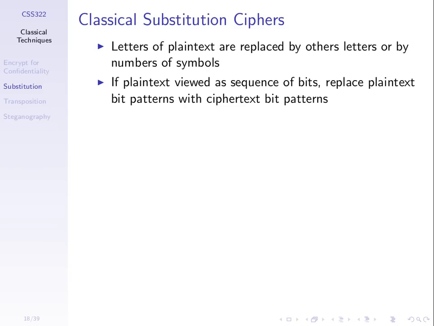Classical substitution ciphers. We think of the plain text as made up of letters. We will use English language as the examples, but in general it can be any language, any plain text that we can represent with a particular character set. We can convert any character set into binary if we want to. For example, if we have English characters and some punctuation marks, we can use ASCII encoding to convert those characters to binary and operate on binary if needed. The examples we'll use are all using the English alphabet.